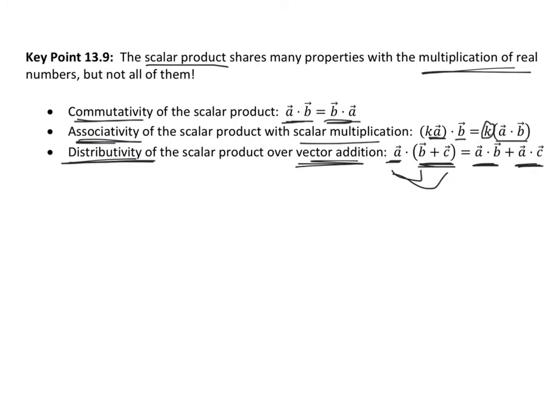Really briefly, we're just mentioning here that the vector product is actually something different. The scalar product is commutative, it's associative, and it's distributive across vector addition.